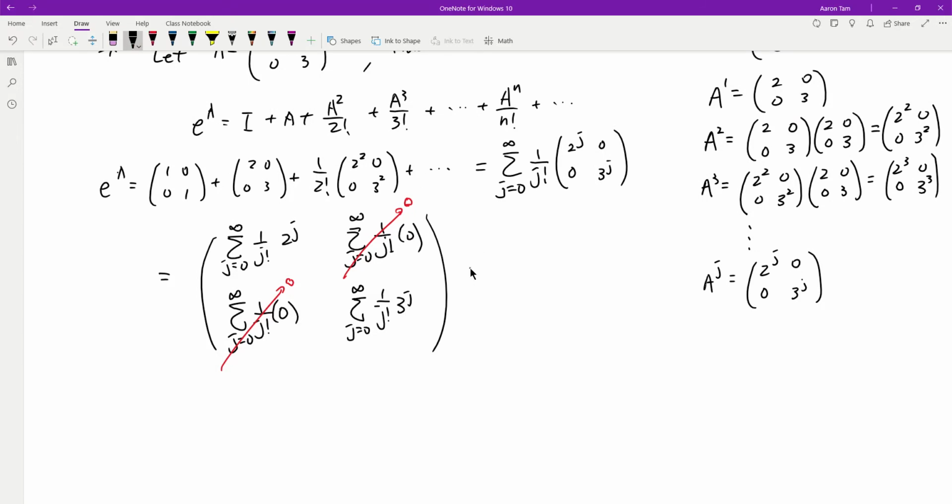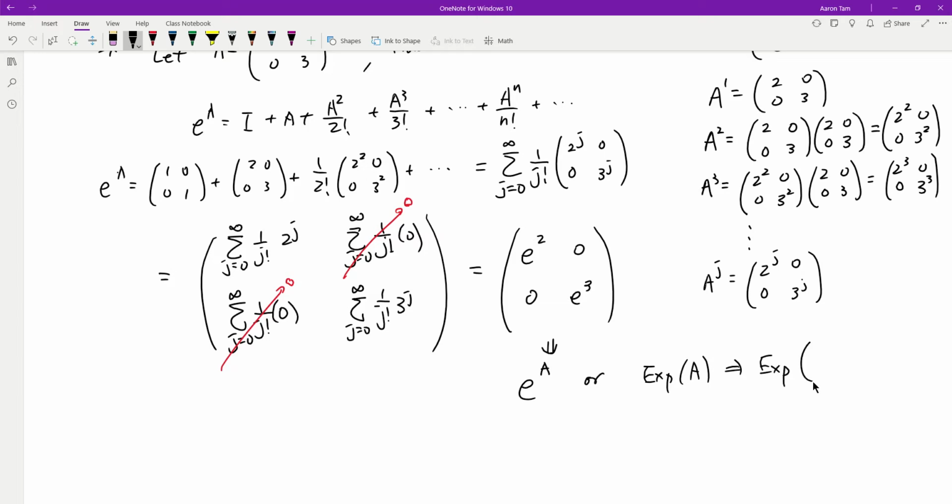So this just comes out to be [e squared, 0; 0, e cubed]. So this thing right here is basically what we call e to the A, or you can write it as exp of A, which is basically exp of [2, 0; 0, 3].